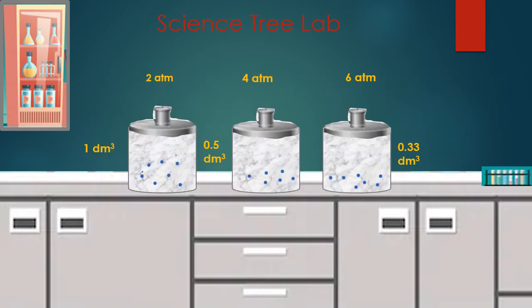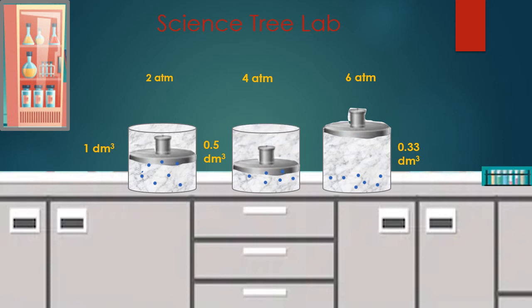For doing the experiment, let us take some mass of gas in a cylinder having a movable piston and observe the effect of increase of pressure on its volume. Now, when the pressure of 2 atm is applied, the volume of the gas reduces to 1 decimeter cube. While if I talk about the second cylinder, when the pressure is increased to 4 atm, the volume of the gas reduces to 0.5 decimeter cube.